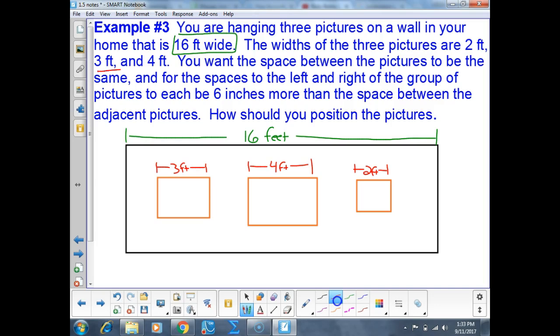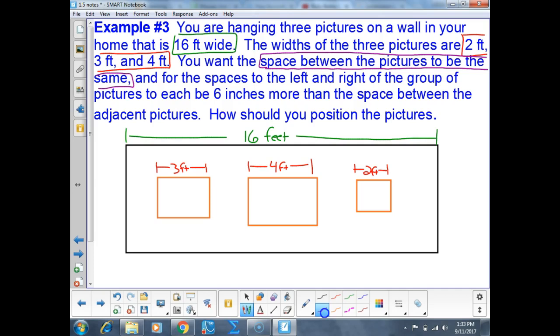So that's this stuff. Took care of those. Okay. We want the space between the pictures to be the same. So what do we want that to be? What do we want it to be? Do we know what it is?